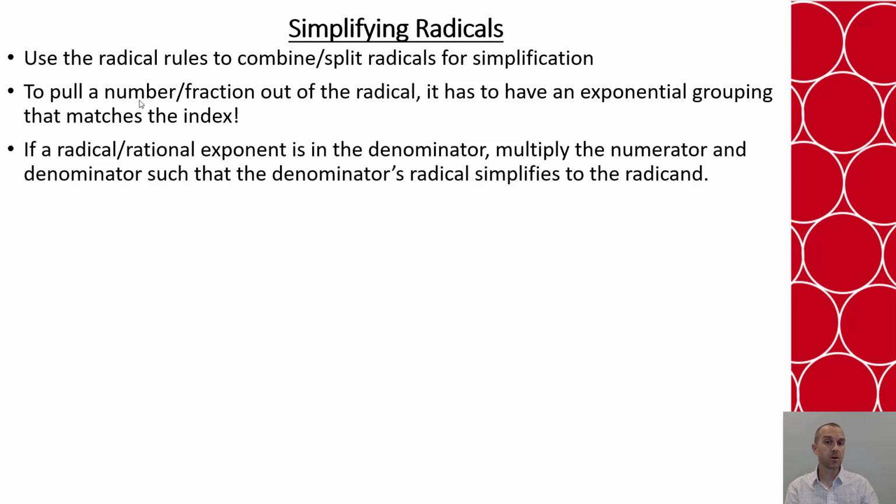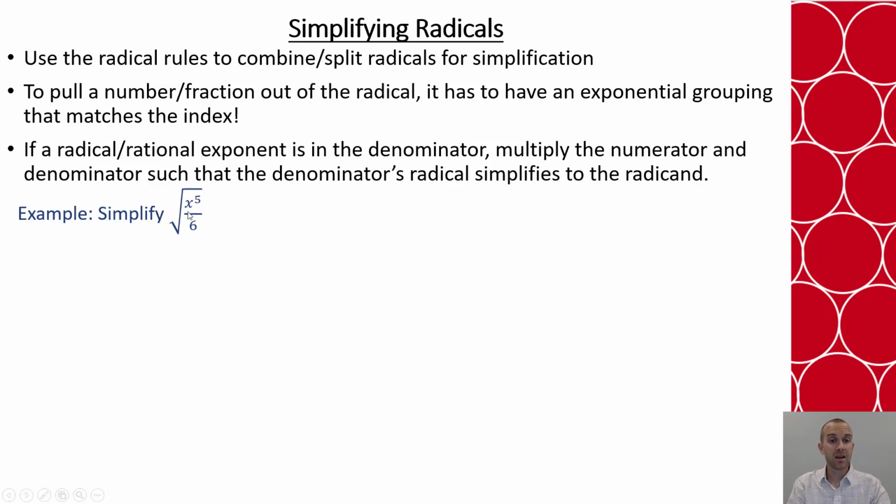So like I'd said before, if my index was 3, I'd have to have something like x cubed or x to the 6th, something that's divisible by that index. And finally, if I have a radical or rational exponent in my denominator, that can't be left for final simplification. Instead, I'm going to have to multiply the numerator and denominator by an expression that will simplify the radicand to have an exponent of 1. And we'll look at an example to help make this make more sense.